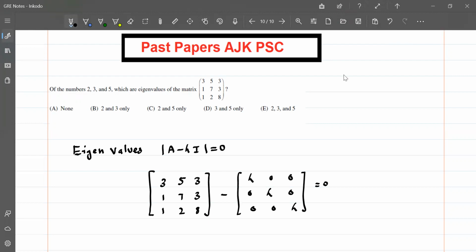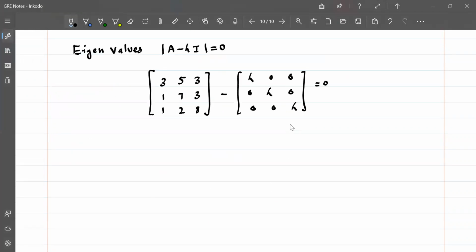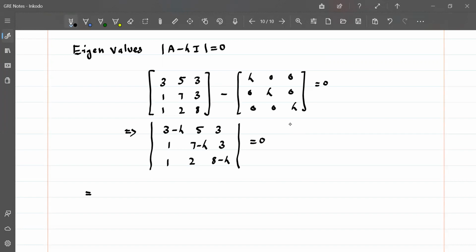Now we subtract these two matrices. Both have the same order, 3 cross 3 matrix. Then I will take the determinant of this, which is 3 minus lambda, 5, 3, 1, 7 minus lambda, 3, 1, 2, 8 minus lambda, equal to 0. Now we will solve the determinant of this matrix.